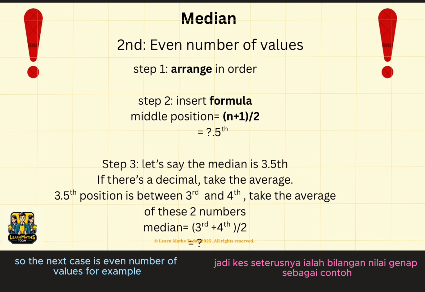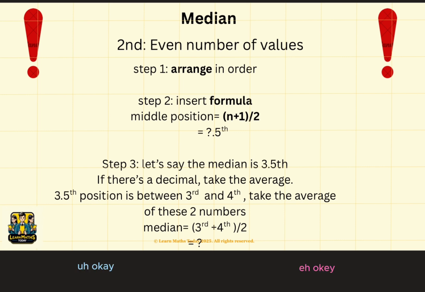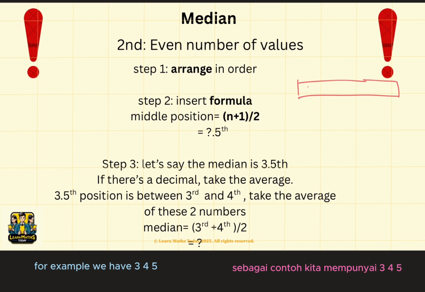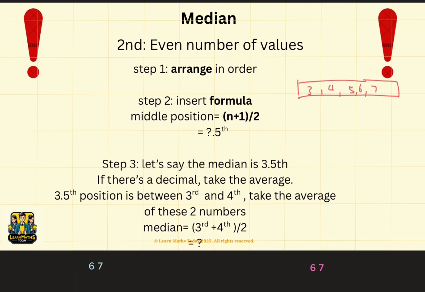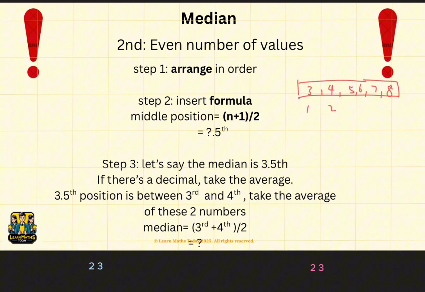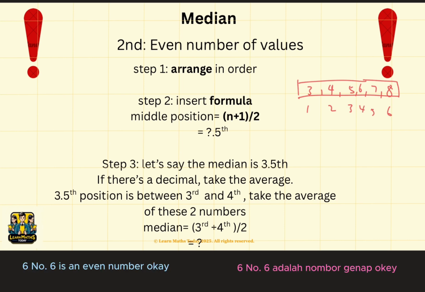So the next case is an even number of values. Let me give you another example. For example, we have 3, 4, 5, 6, 7, 8. This set of values is even, right? Because there are 6 values in total. 1, 2, 3, 4, 5, 6 numbers. 6 is an even number.